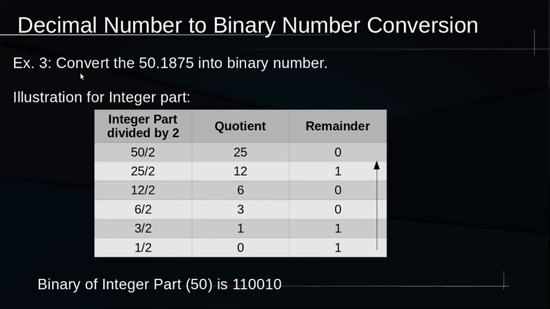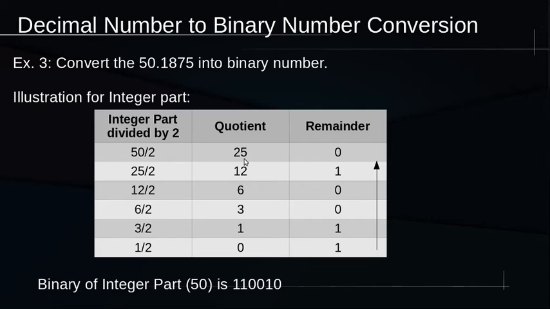Here an example is given. Convert 50.1875 into a binary number. This is a decimal number and we have to convert it to binary. First we deal with the integer part. We bring this 50 here, and 50 divided by 2.